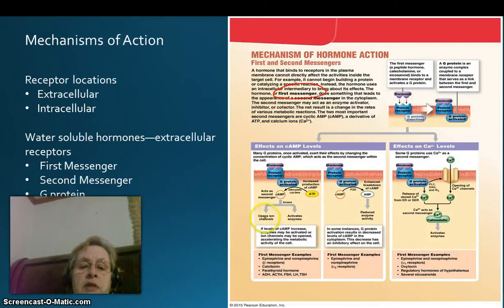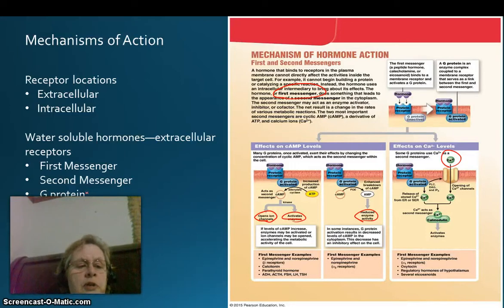If you look at some of the effects, it might open ion channels, might activate enzymes, reduce enzyme activity, and over here has a whole different process using the calcium and calcium channels. That's quite interesting by itself. Regardless of what the action is going to be, the receptor that is bonded to its hormone is going to activate a G protein. This G protein is the link between the first and second messengers.